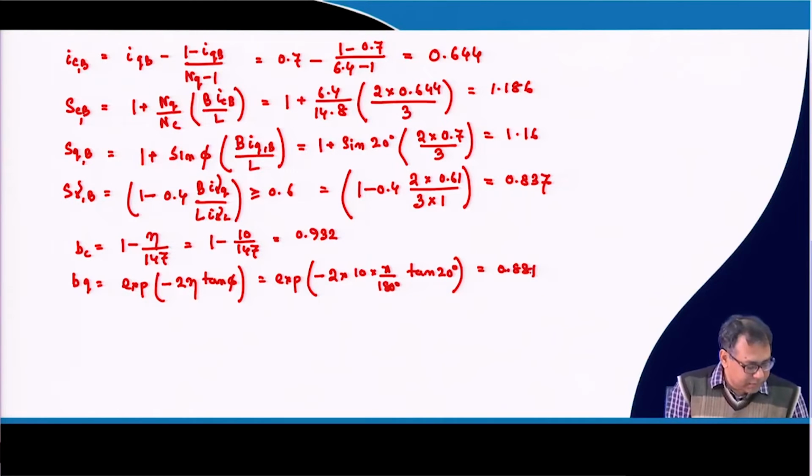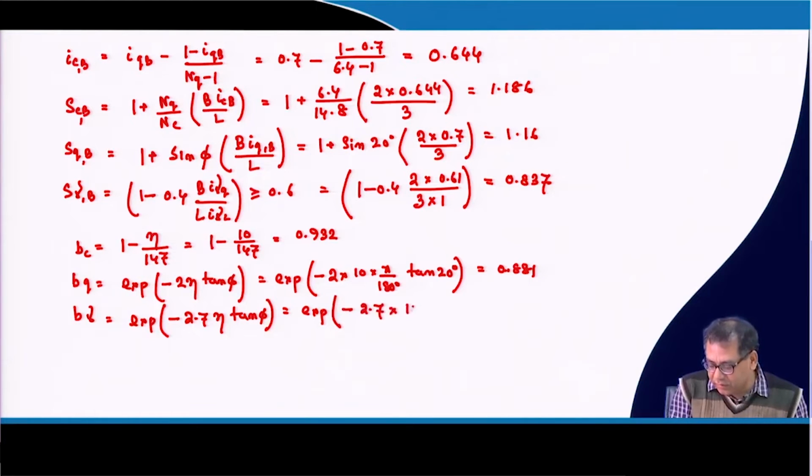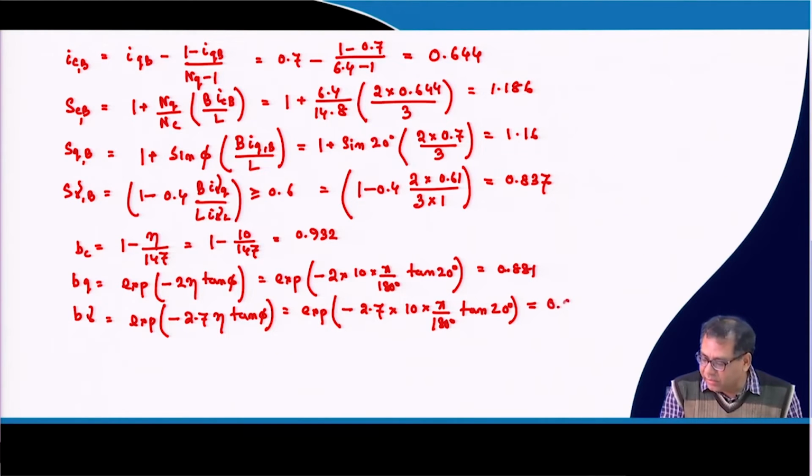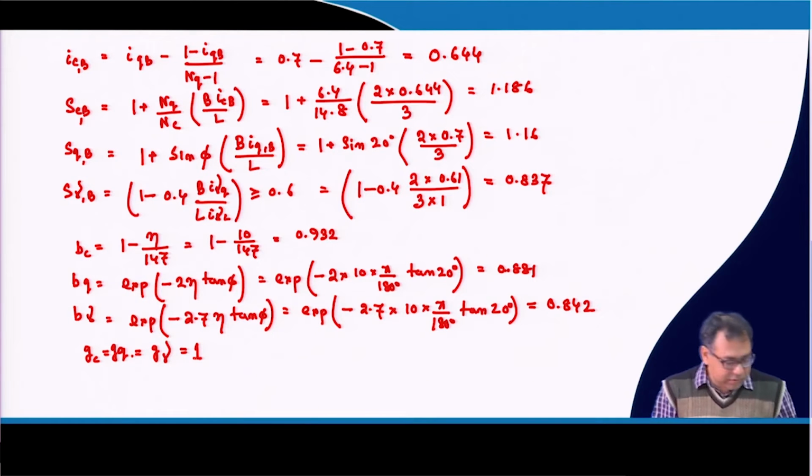So, this is equal to 0.881. Now B gamma is EXP of minus 2.7 eta into tan phi. Again, eta is in radians here: minus 2.7 into 10 into pi by 180 into tan 20 degree. So, this is equal to 0.842. And as I mentioned, GC, GQ and G gamma are all equal to 1, because it is not a sloping ground.